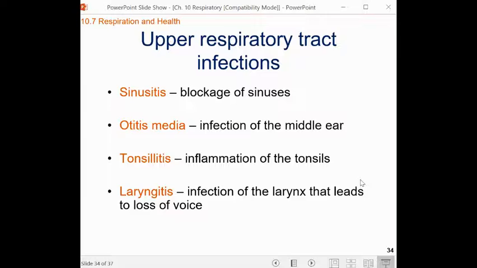Sinusitis is where we have a blockage or inflammation of the sinuses, typically caused by a respiratory infection like a cold. We can get an infection of the middle ear. Tonsillitis is where we have inflammation of the tonsils. This is right at the back of the pharynx. Or laryngitis, where we have an infection or inflammation of the voice box, the larynx. And this can even lead to hoarseness or the loss of a voice.